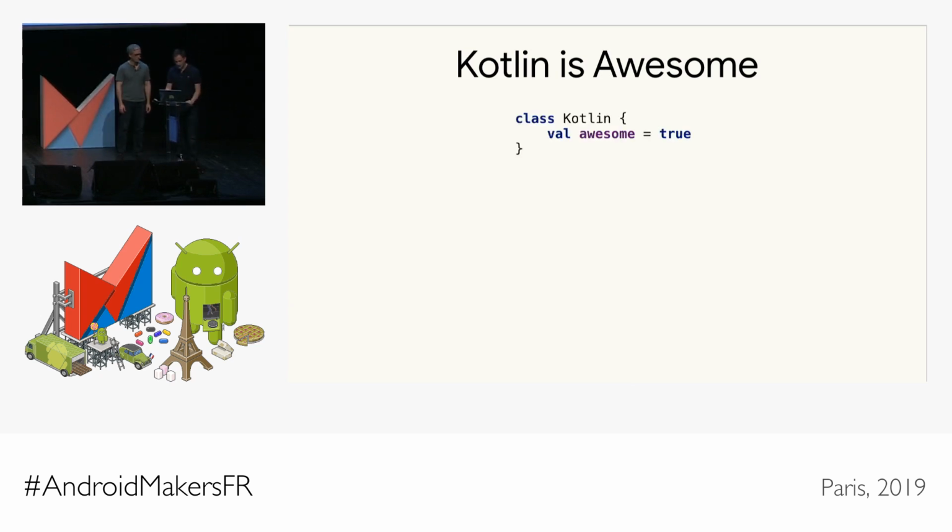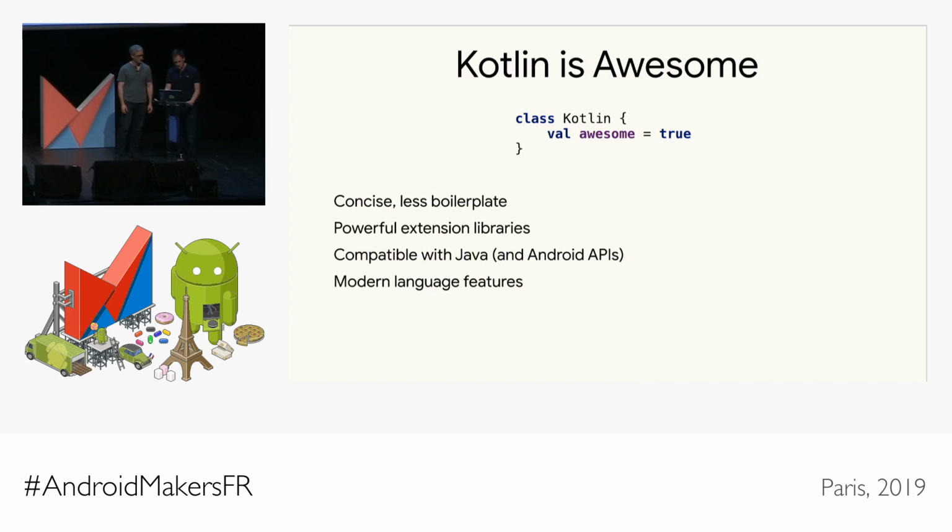We all know that Kotlin is awesome. That's why we're using it. Less boilerplate, modern language features, so that's the interesting part. Basically, in this talk, what we're going to do is look at some of the features of Kotlin itself and look at what the compiler generates. It can often be quite surprising and might make you think twice about using some of those features.